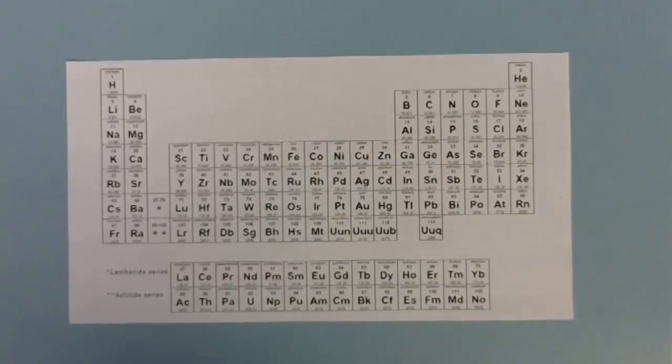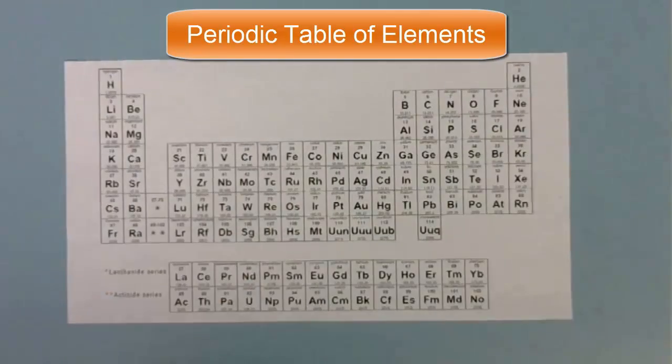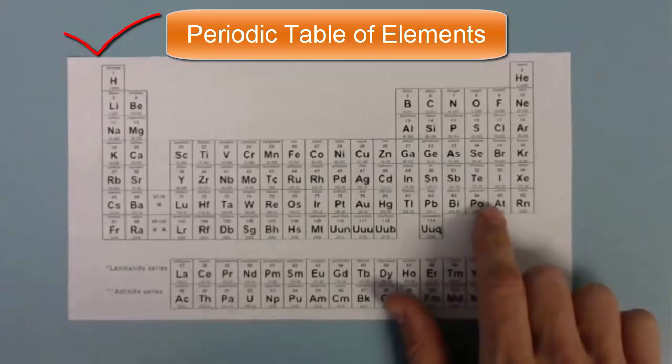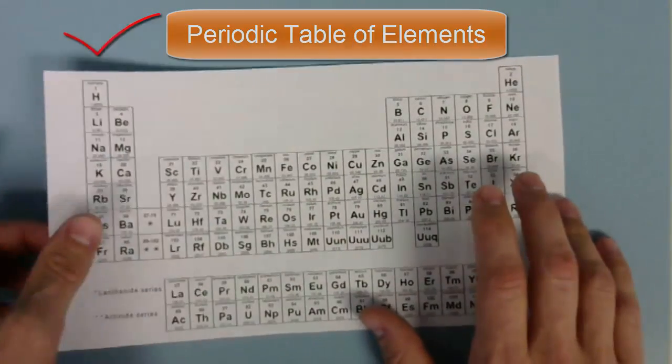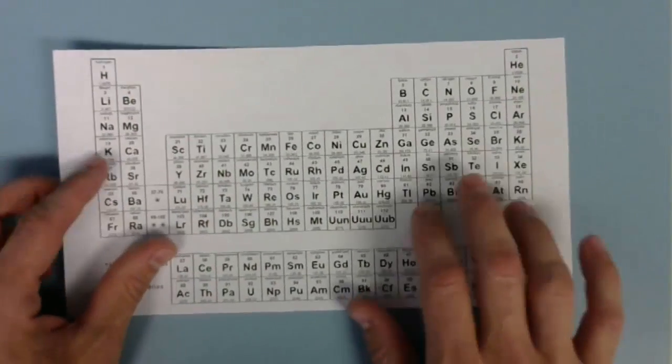For today's lesson, you'll need the following items. First, a copy of the periodic table of elements. You can find a copy of this in any chemistry textbook, as well as most biology textbooks, or just Google it.